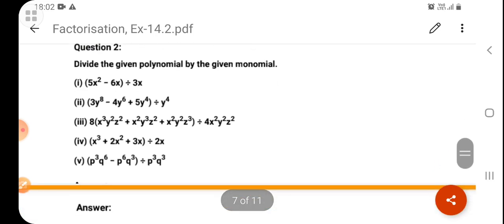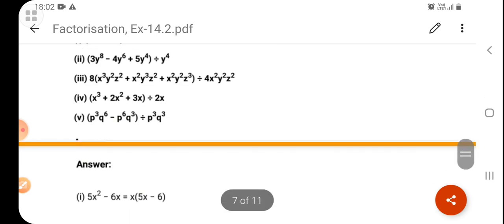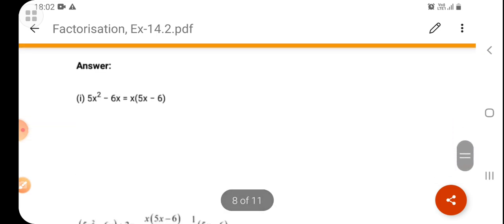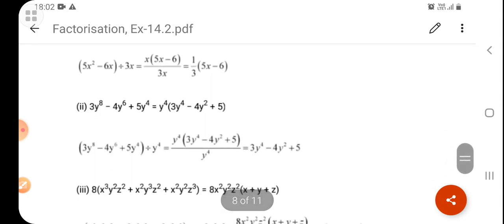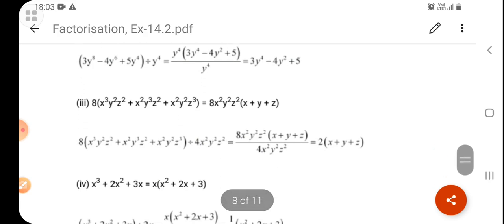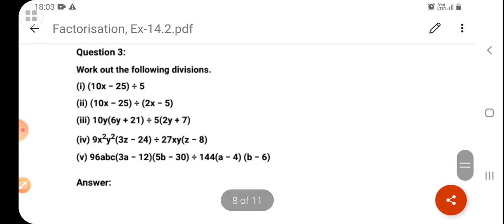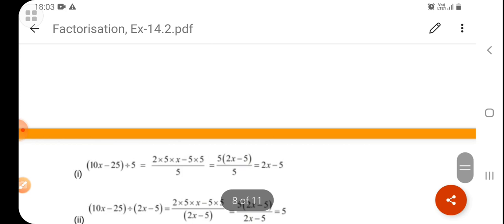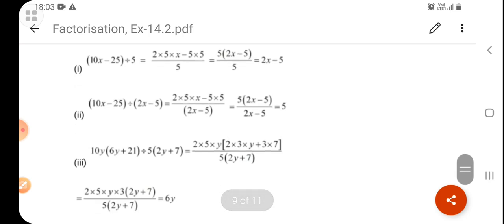Divide the given polynomial by the given monomial. Okay, we have to divide separately by 5x square minus 6x. So you have to take the common factor of this first term and then divide it by 3x. So here you can see like terms are cut out and the rest remain. Work out the following divisions. Again the same, the common factor is taken out from the bracket and it is reduced by dividing it.